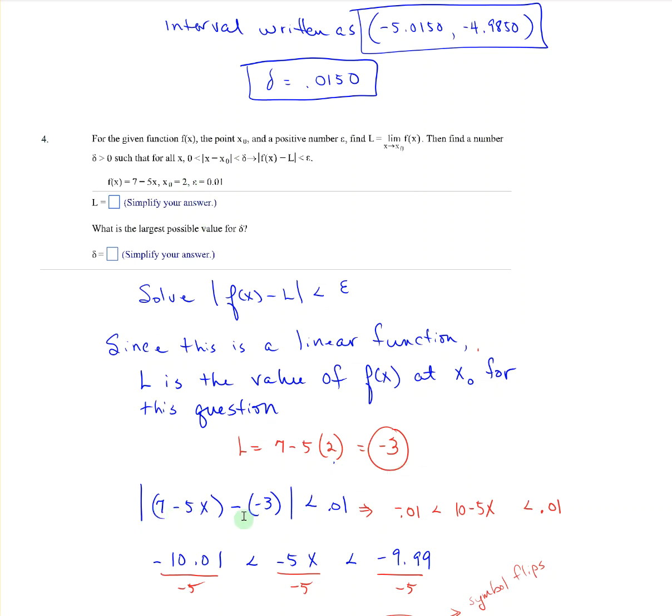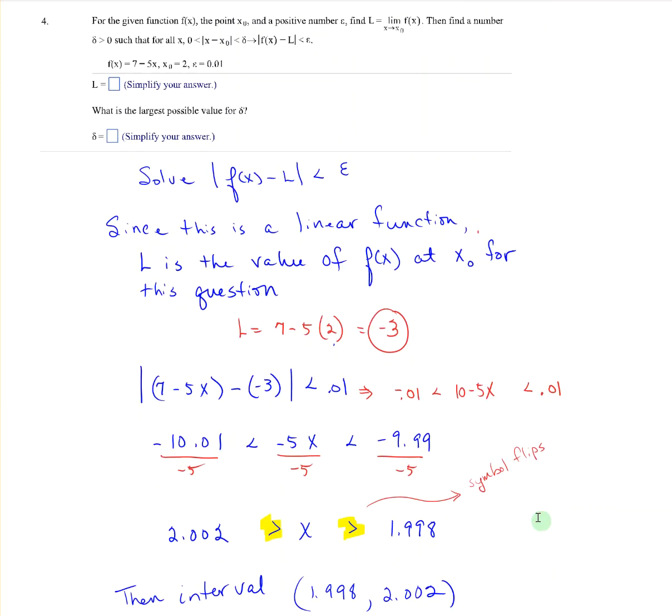So now we have this as our statement. Absolute value of that minus a negative 3 less than 0.01. We do the negative here, positive here. And then we have, this is 10 minus 5x, like 7 minus 5x plus 3. So that becomes 10. So we have the 10 minus 5x. Then we are going to subtract the 10 from all three, and we're given this statement.